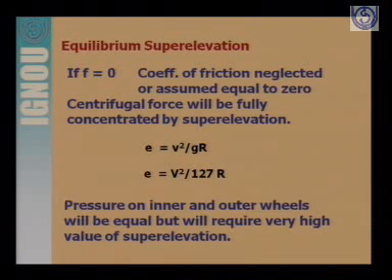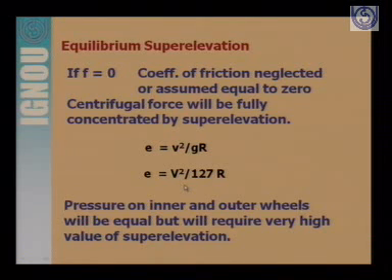Understand? So E will be equal to V square upon GR, and this E is now called as the equilibrium super elevation. When we have designed the super elevation keeping in view or considering a case where the transverse friction between the tire and the pavement is 0.